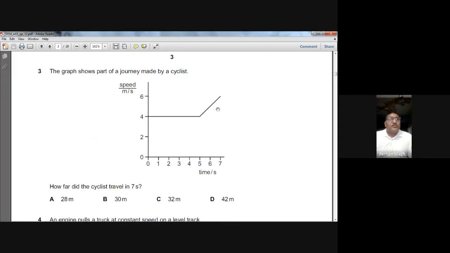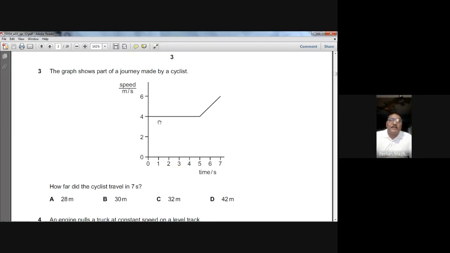Question number three is on your screen. The graph shows part of a journey made by a cyclist. It's a speed time graph given here. How far did the cyclist travel in the 7 seconds? So what we will do, it's a speed time graph and we want to find out how much distance it traveled in 7 seconds. From a speed time graph, you can find the distance traveled, and the distance traveled is equal to the area under the speed time graph.